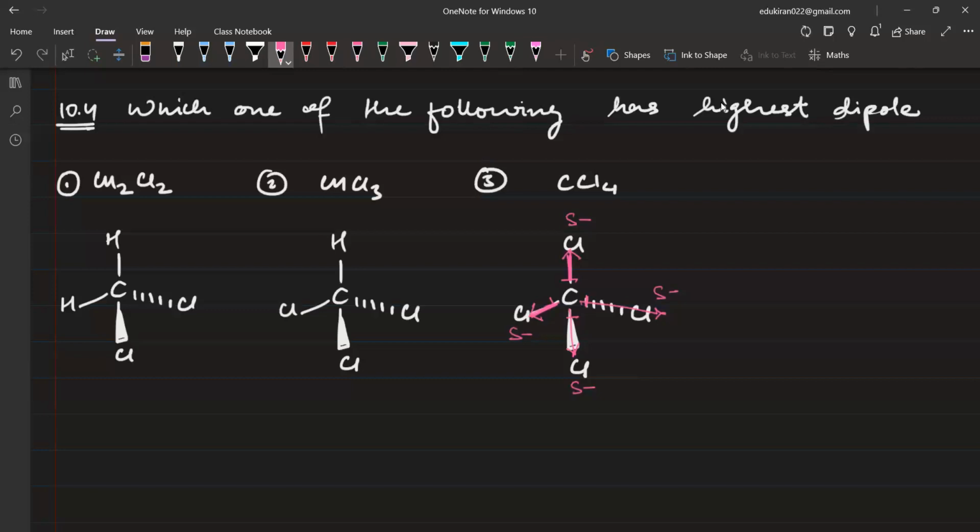Now we have to resolve these dipoles. I will take the two which are on the plane. If I resolve these two and take the resultant here, the resultant would look something like this, in between the two, and this will be in the plane. Correct, guys? Yes or no, please tell me. I hope this makes sense. This is the resultant dipole. What do you think?